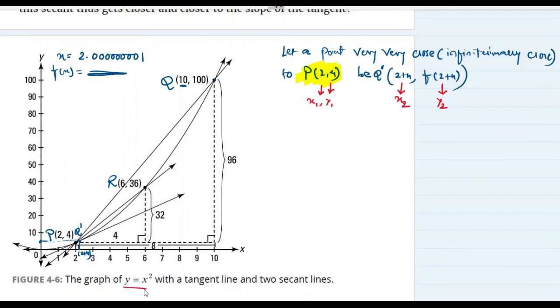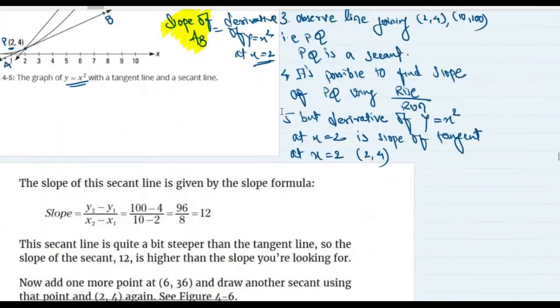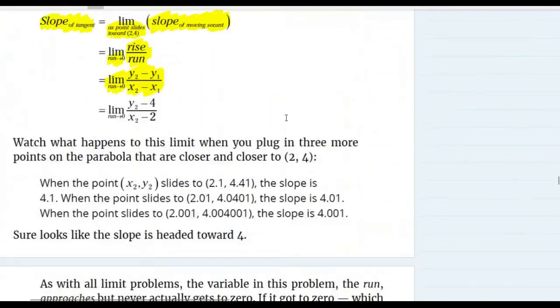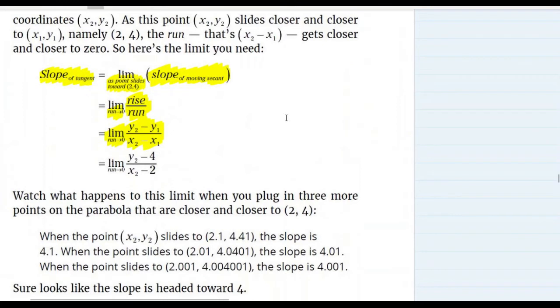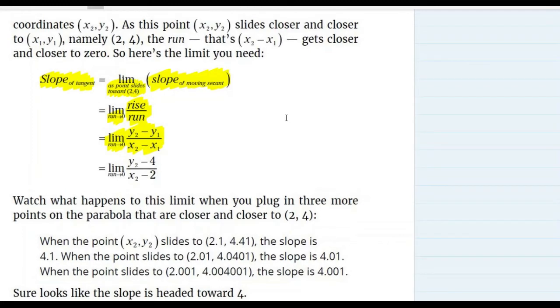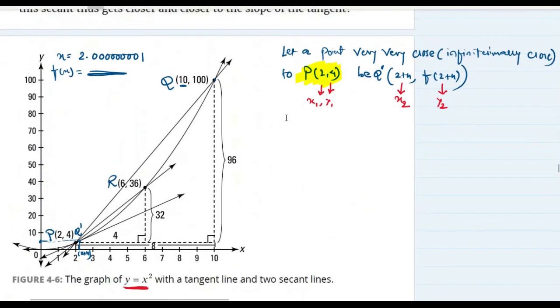Remember, the definition of the function is y is equal to x square. Now let us find the slope. I showed you here the definition of the method with which we will find the slope. Slope of the tangent is equal to the limit of the slope of the moving secant as that moving point slides towards 2 comma 4. That is limit of rise upon run as the run approaches 0. And what is the run over here? The run is nothing but the difference between the x coordinates, that is x2 minus x1.